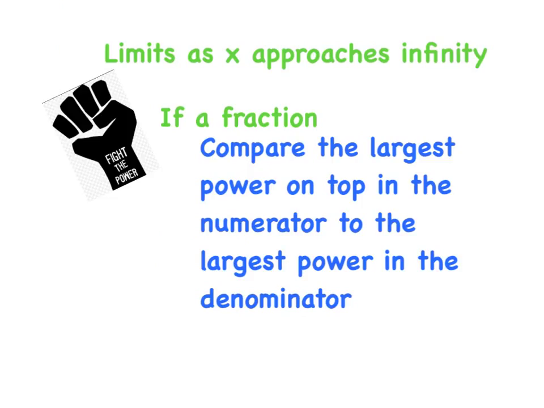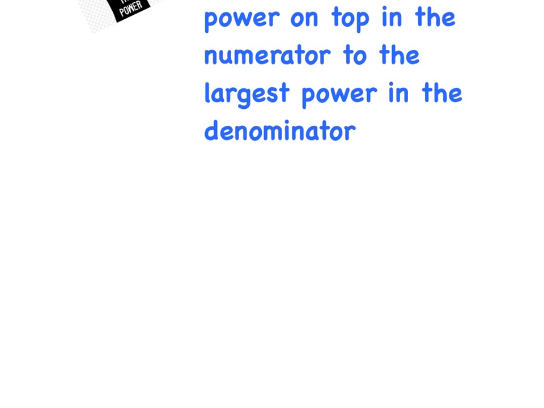All right, our next little topic will be limits as x approaches infinity. All right, and hopefully in your head you're saying power fight. And basically here's the deal. If it's a fraction, and it doesn't have to be, so let me stress that, but if it's a fraction, you're going to compare the largest power on top in the numerator to the largest power in the denominator. And there's 3 different outcomes that can happen. So first, if you get small over large, that answer is always going to be 0.